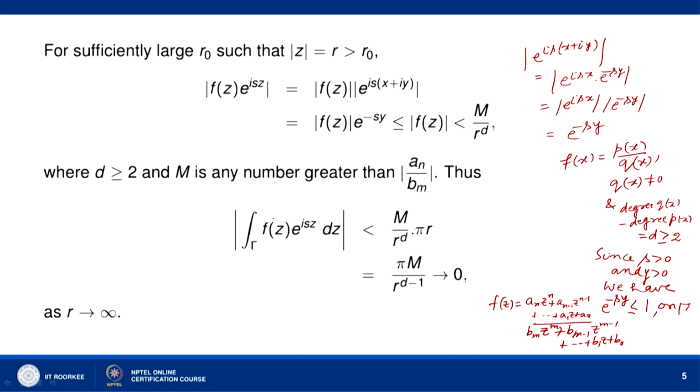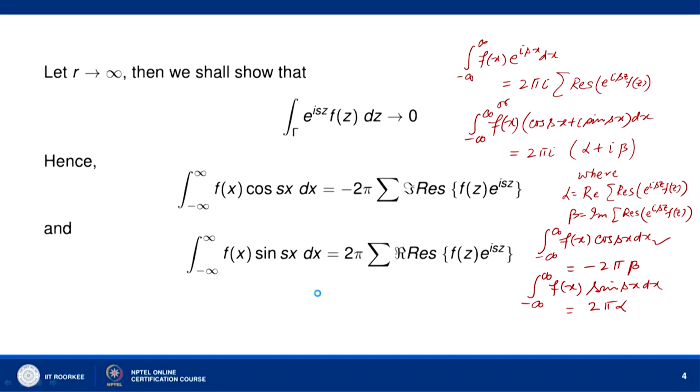So the integrand we have estimated is less than m by r to the power d, multiplied by the length of gamma. The length of gamma is pi r, because gamma is a semicircle of radius r. So m by r to the power d into pi r is pi m over r to the power d minus 1. Now d is greater than or equal to 2, so d minus 1 is greater than or equal to 1, and therefore this goes to 0 as r goes to infinity. So this is how we prove that the integral along gamma goes to 0 when r goes to infinity.